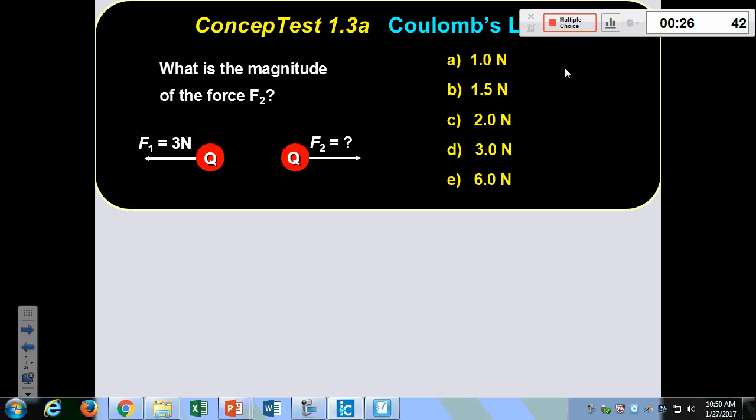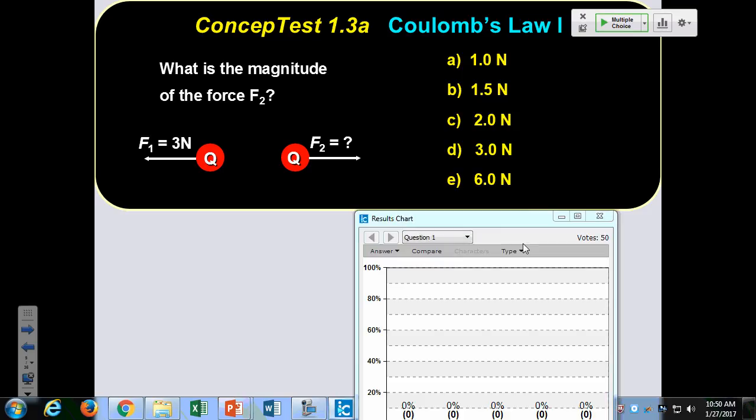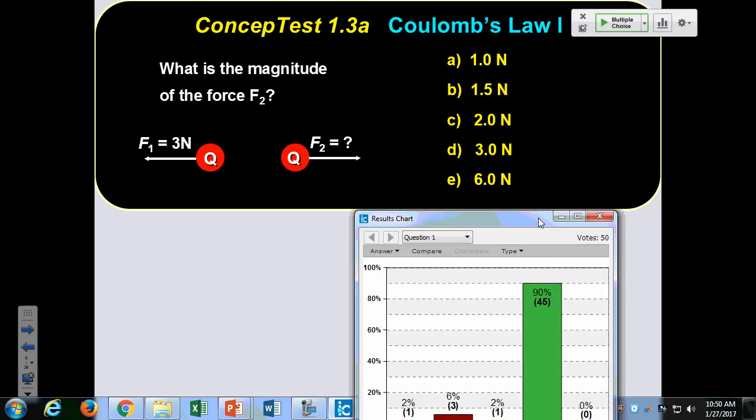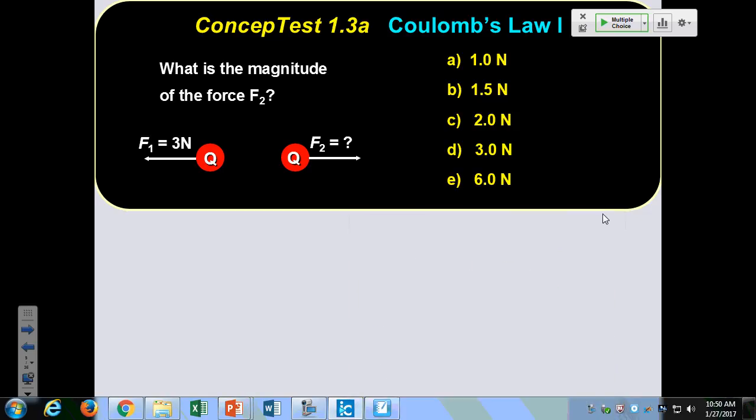All right, I'm going to stop at 35. All right, awesome. Remember, equal and opposite, good application of Newton's third law: anytime I have an electric force, I'm going to have an action-reaction pair, all right?